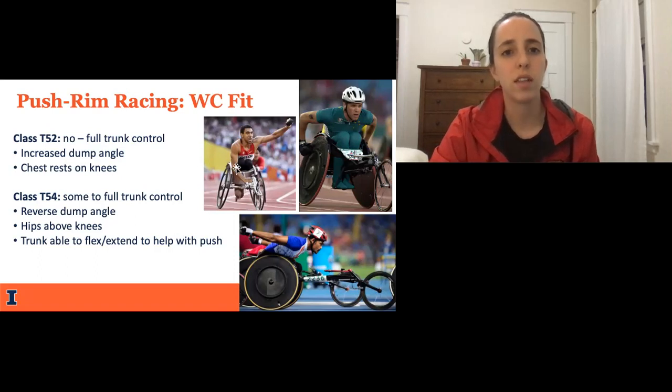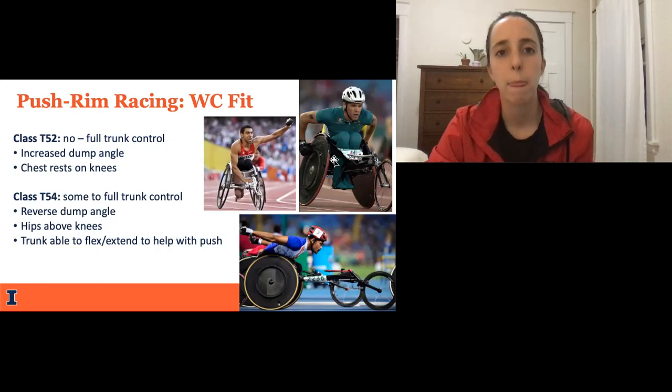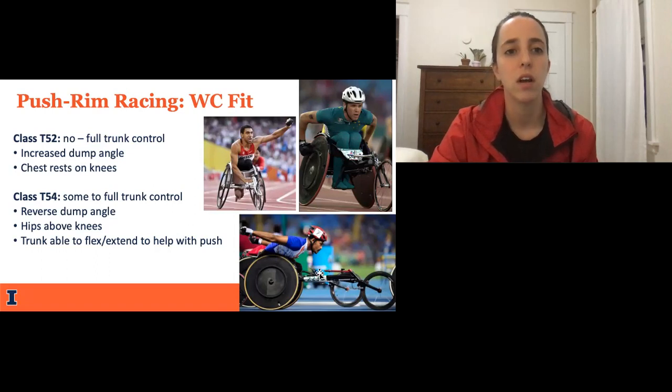And so you can see that they have this huge dump angle here. So the angle between their trunk and their knees, you can see that their knees are much higher than their hips. And so they get a lot of passive support from the chair, versus this athlete down here who's a T54, who's much more parallel to the ground because he has that trunk control to keep him from falling forward out of the chair. He also has a reverse dump angle, so his hips are higher than his knees. And he also has active trunk flexion and extension to help with the push because he's a class T54, so he has some trunk control.